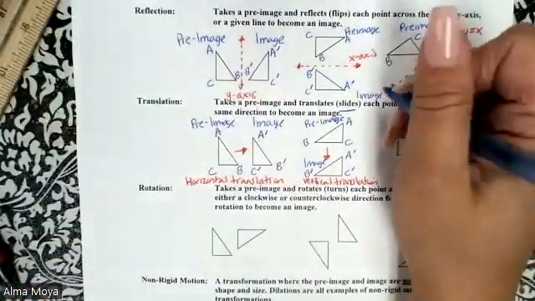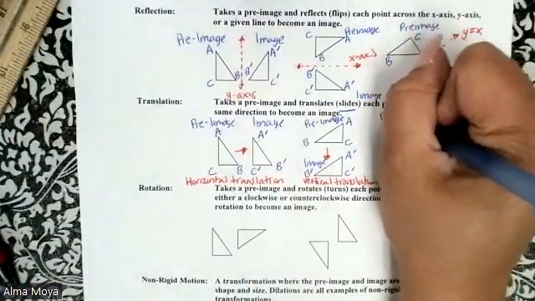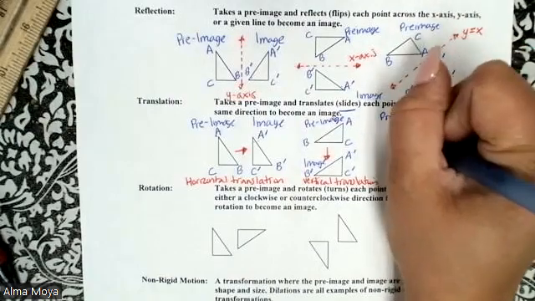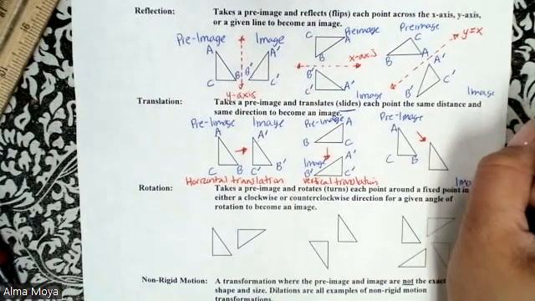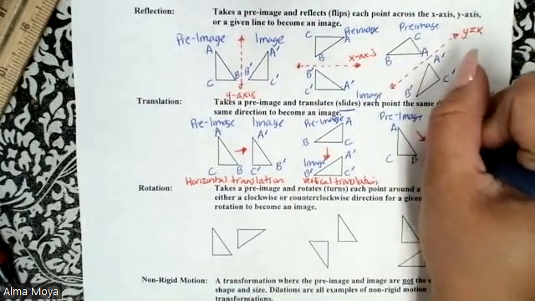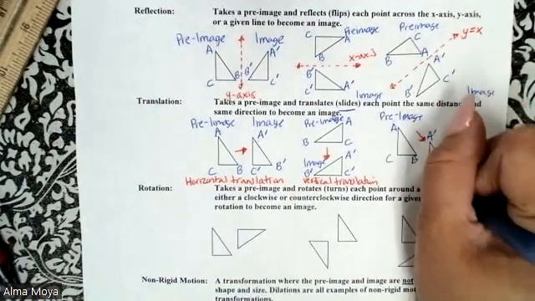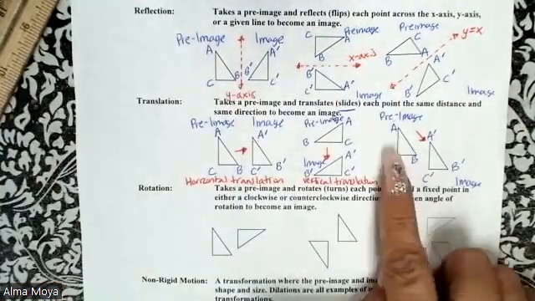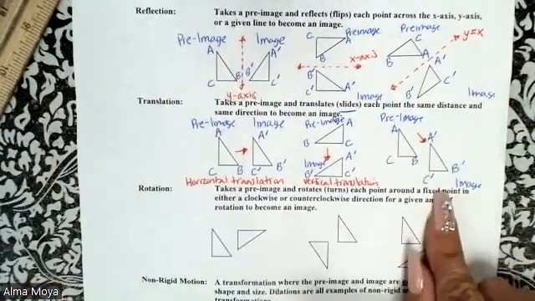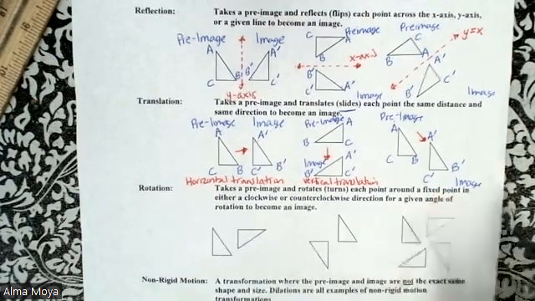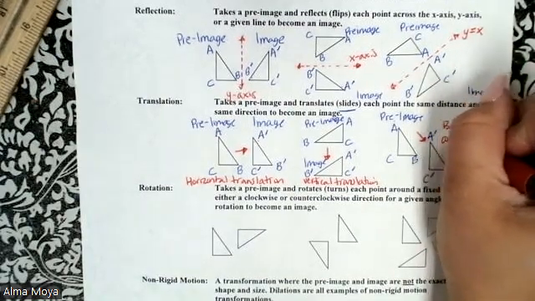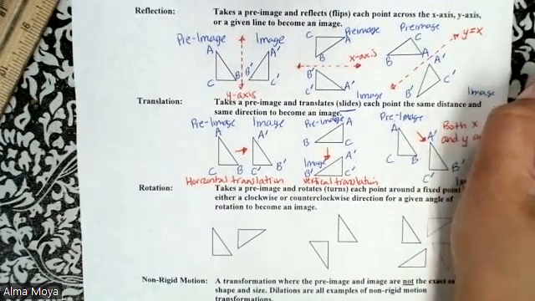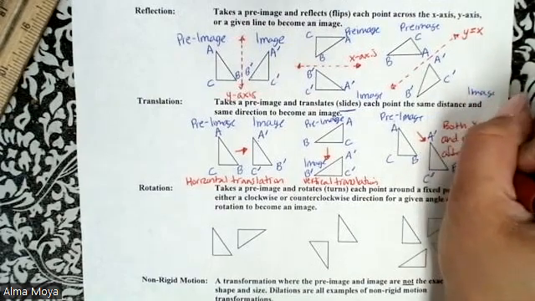So right here, if this is my pre-image, this is my A, my B, and my C, and if down here is my image, that A is going to be A prime down here, B prime right here, C prime right here. This is going to have a horizontal and a vertical translation, okay? So both X and Y are affected.